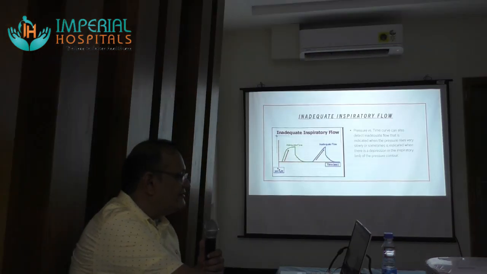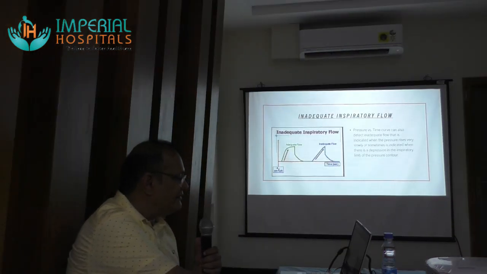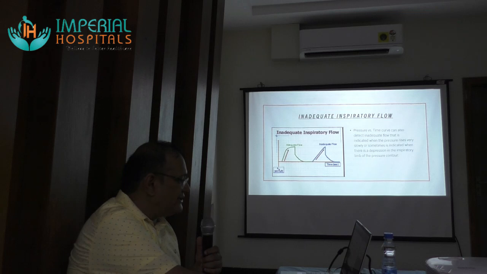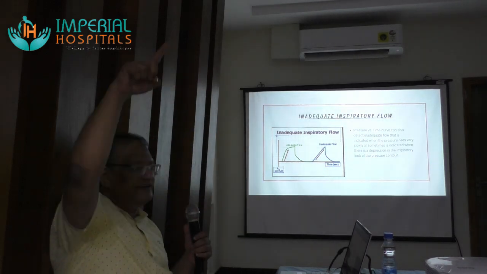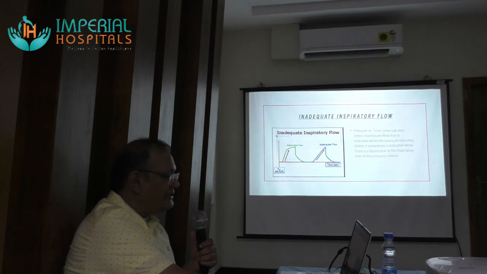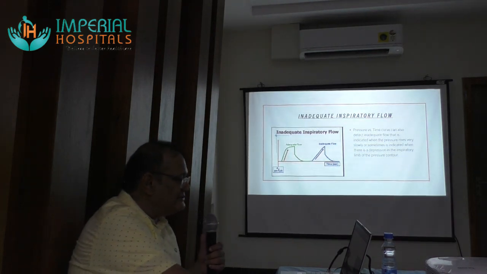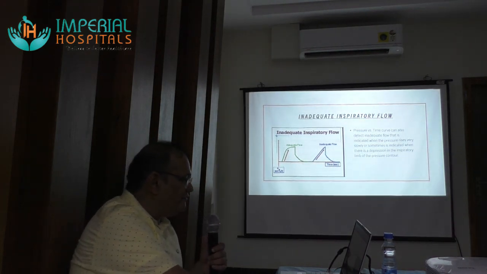The pressure time curve can also detect inadequate flow when pressure rises very slowly, and sometimes there is a depression in the inspiratory limb of the pressure. Normally you see a sharp rise, right? Like you have seen in the initial graph, but here you see gradually increasing pressures. That means there is inadequate flow there.